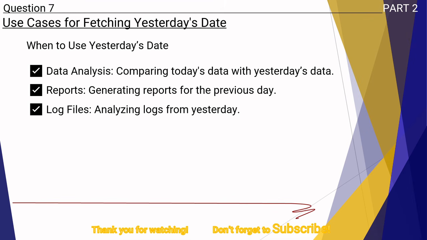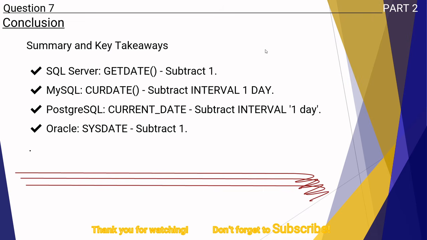Fetching yesterday's date can be useful in various scenarios like data analysis, generating reports for the previous day, or analyzing log files from yesterday. To summarize, we have covered how to fetch yesterday's date in SQL for different databases. The main concept is the same across platforms, subtracting 1 day from the current date using the respective function for each SQL dialect.